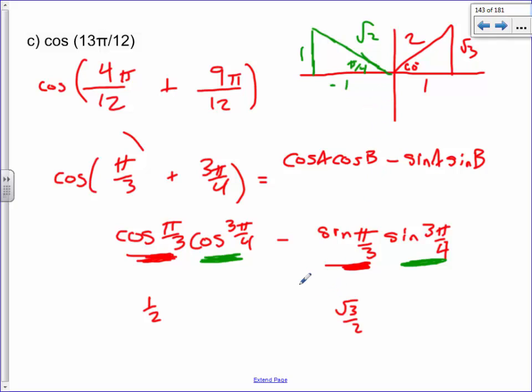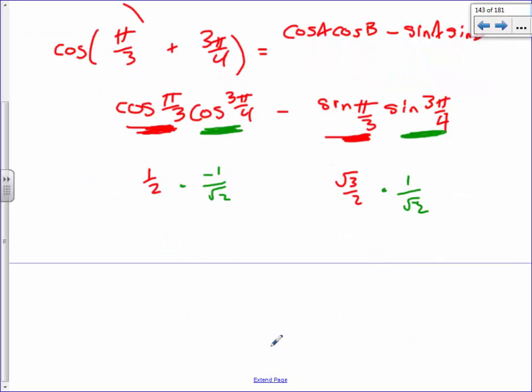So then what's the cosine of that? Well, it's the adjacent over the hypotenuse. And what is the sine of that? The opposite over the hypotenuse. Does that make sense where those values came from?